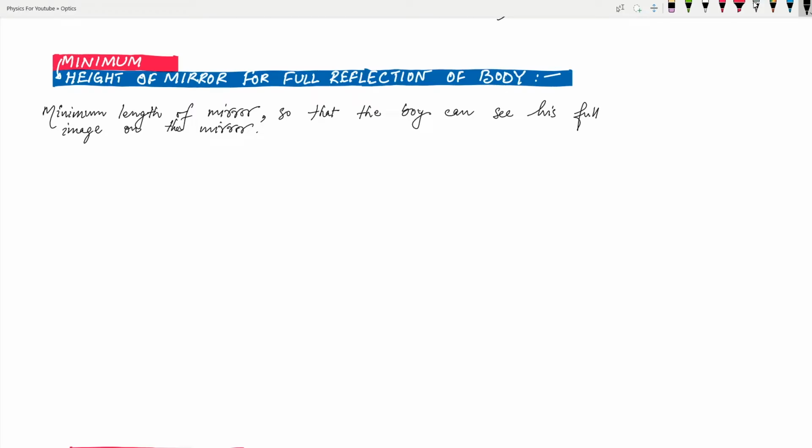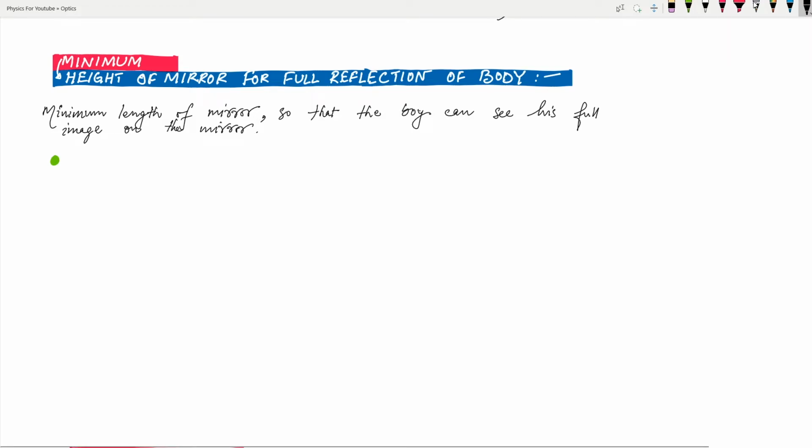Okay, now this is an important concept. The question is: minimum height of mirror for full reflection of body. The question says that the minimum length of mirror that should be there so that the boy can see his full image on the mirror. So let's draw. Okay, before drawing, let's give you the answer.